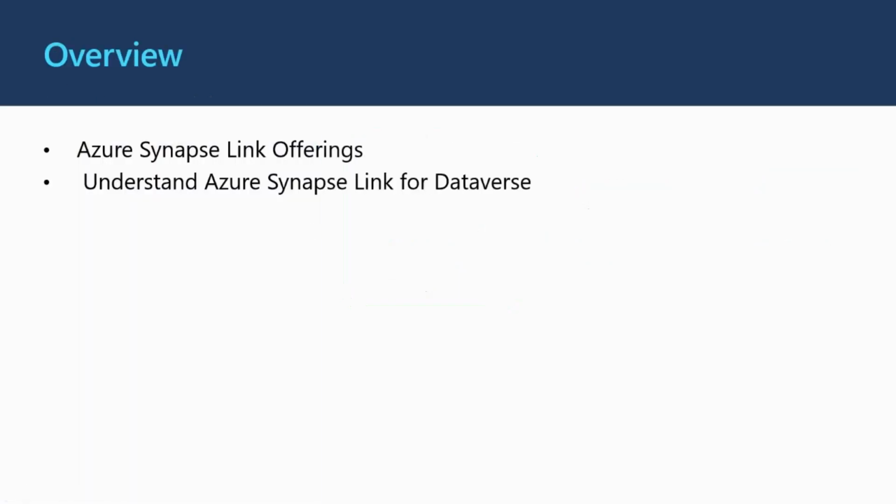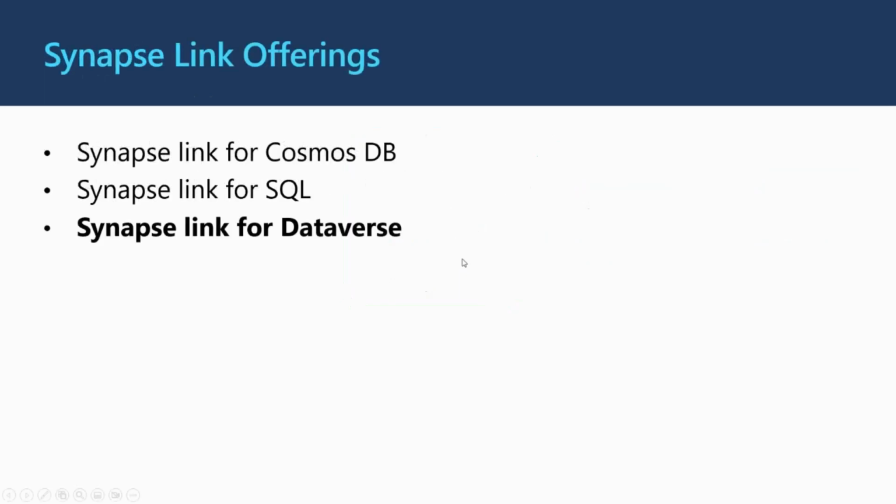In the overview section, we're going to talk about different Synapse Link offerings, and then we will understand the basic architecture of Synapse Link for Dataverse. From the Synapse Link offering perspective, we have three types of offerings: Synapse Link for Cosmos DB, for SQL, and for Dataverse. But today we're going to only talk about Synapse Link for Dataverse. And if you're interested to know more about Synapse Link for SQL as well as for Cosmos DB, please definitely visit our other vineyards.